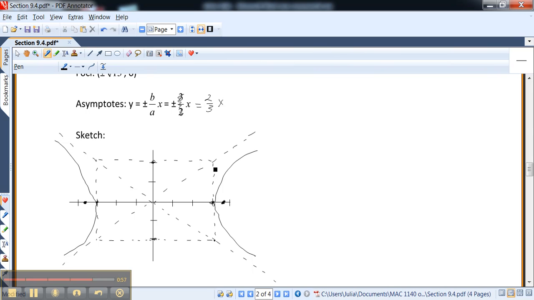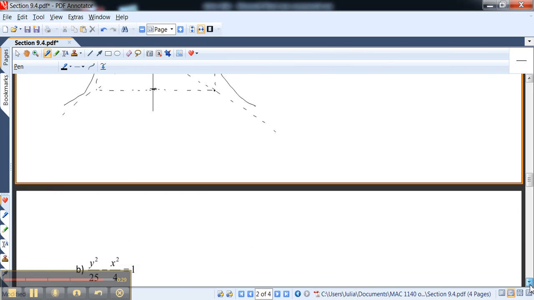We get the rectangle. And again, we can do rise over run, 2 over 3. And that's how come we get the equations for the asymptotes. Should actually be plus or minus 2/3 x. And again, the actual hyperbola portions start at the vertices right here, and then they should follow the asymptotes.